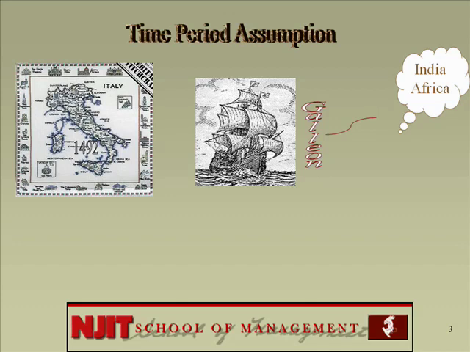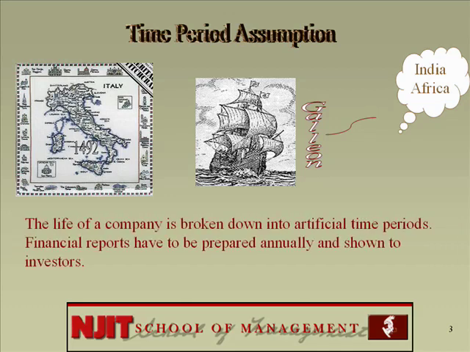This is the time period concept. The life of a company is broken down into artificial time periods. Financial reports have to be prepared annually and shown to investors. The most popular date for doing that is December 31 of every year, but companies can choose their ending year. But the rule is, every year they have to report their profits. They can't complain, well, we never finished a project.